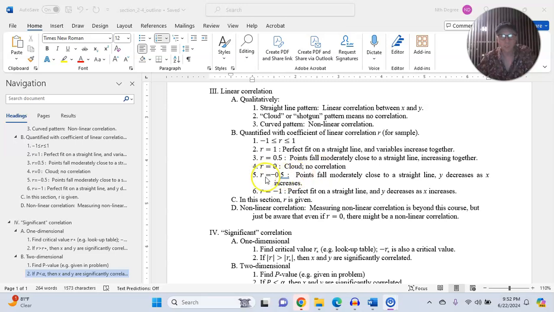And then when R becomes negative, we see the same kinds of patterns. For example, if R is negative 0.5, the points again fall moderately close to a straight line. But this time, Y decreases as X increases. So you're going to have a downward slope. And then, of course, at the very bottom limit, R would be -1 if we see a perfect fit on a straight line with a negative slope. In this section, by the way, R would be given to us. We don't have to calculate it just yet.